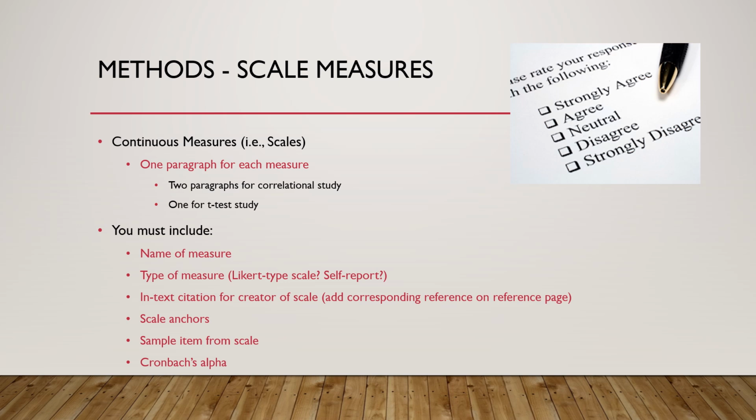Now your categorical variable probably should have already been mentioned in your participants section, so make sure that it is there somewhere, either in your participants section or in your measures section.